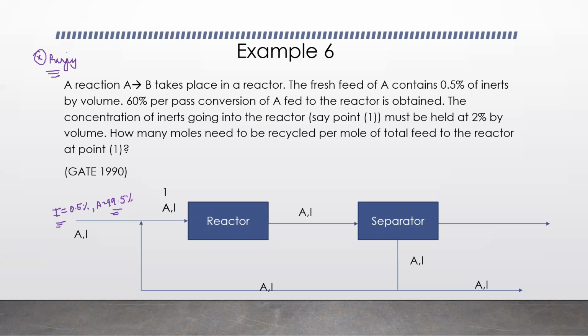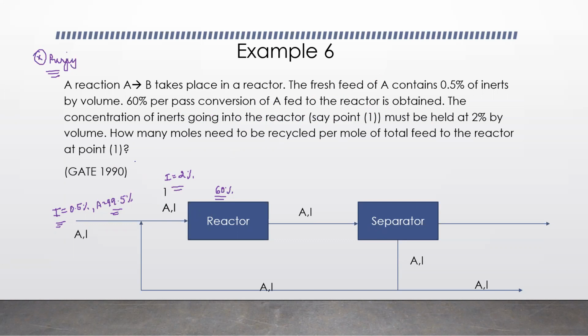All right. Then 60% per pass conversion of A fed to the reactor is obtained. So 60% is the per pass conversion. The concentration of inerts going into the reactor at this point, say 0.1, must be held at 2%. So here we need inerts to be 2%. All right. How many moles need to be recycled per mole of total feed to the reactor at 0.1? So let's talk about that later.